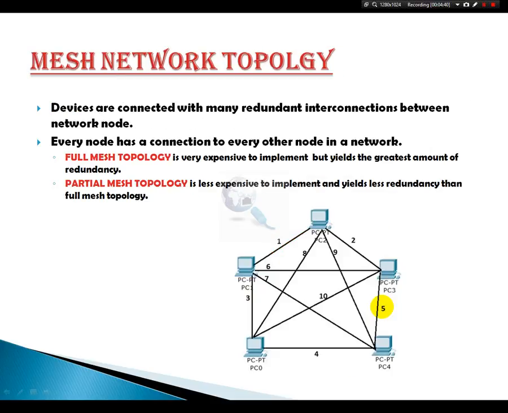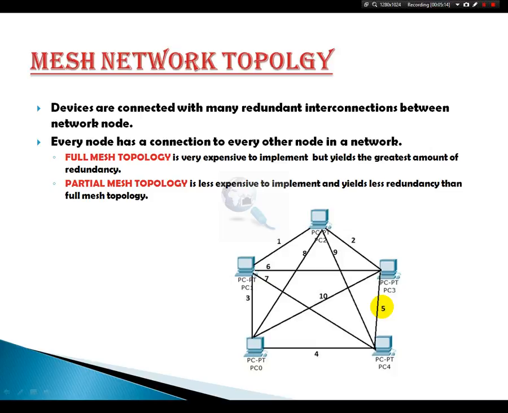Mesh network topology. Devices are connected with many redundant interconnections between network nodes. Every node has a connection to every other node in a network. Full mesh topology is very expensive to implement but yields the greatest amount of redundancy. Partial mesh topology is less expensive to implement but yields less redundancy than full mesh topology.